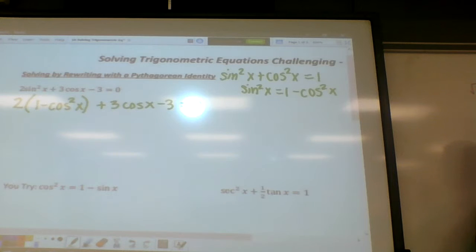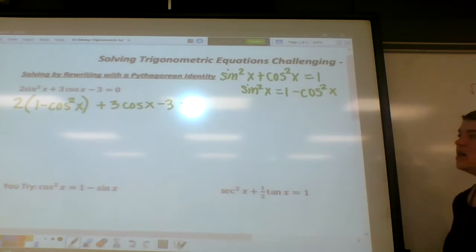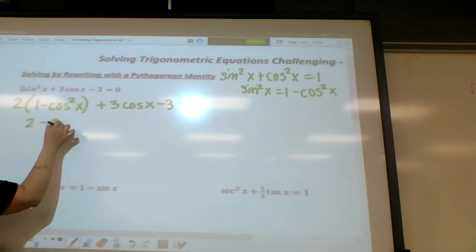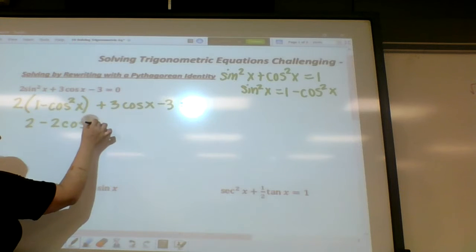All right, if you have a cosine squared and you have a regular cosine, what are you most likely going to have to do to solve this? You're going to have to factor it, right? Whether it's a GCF or you have to use the big X, one of the two, you're going to have to factor it. So we're going to want to get this all looking nice and pretty so we can factor. So the first thing, let's go ahead and distribute. So multiply the 2, we'll have 2 minus 2 cosine squared x.